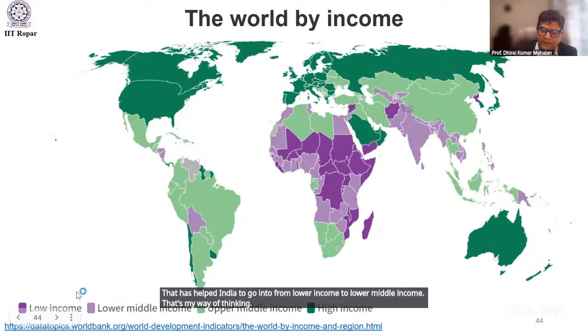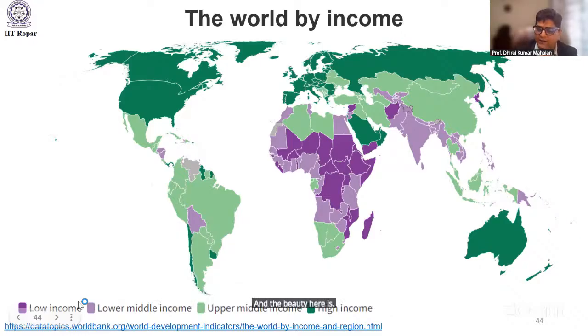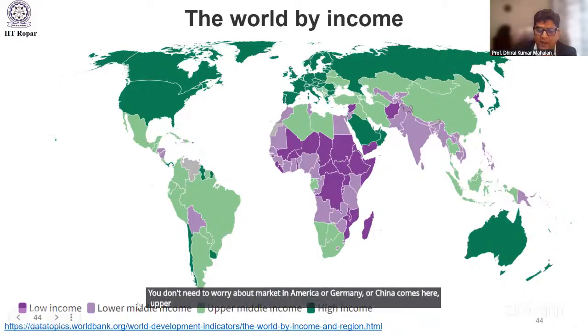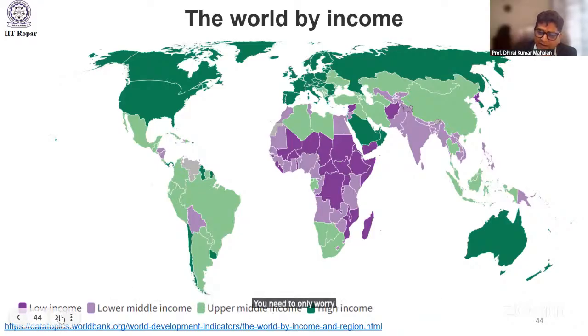And the beauty here is that what we are doing in India, we don't need to worry about the market in America, Germany, or China, the upper middle income countries. You only need to worry about the market in these countries. You have one third of the world population sitting here. So if it is 8 billion, you have a market for almost 2.5 billion with your products. So you don't need to think about anything.